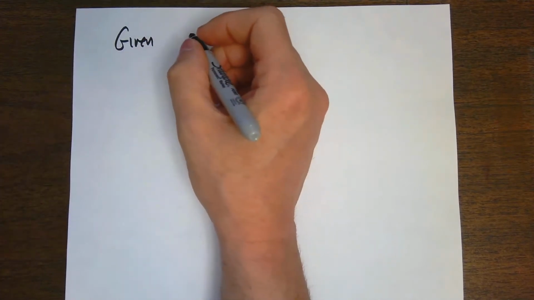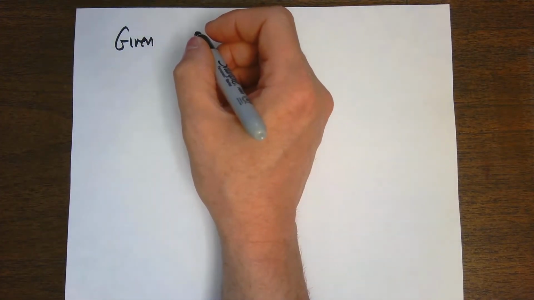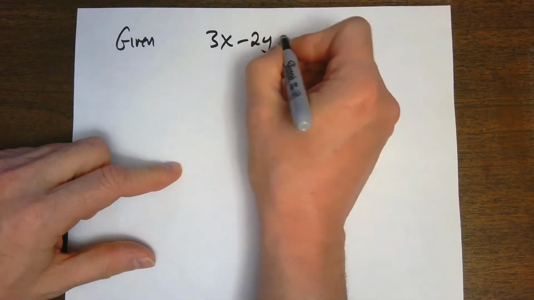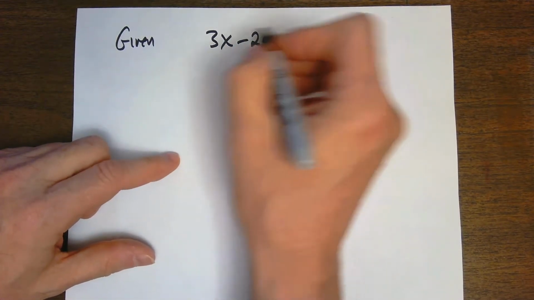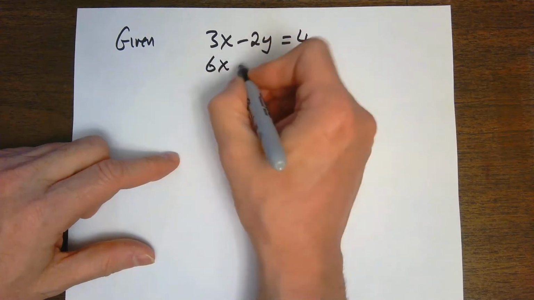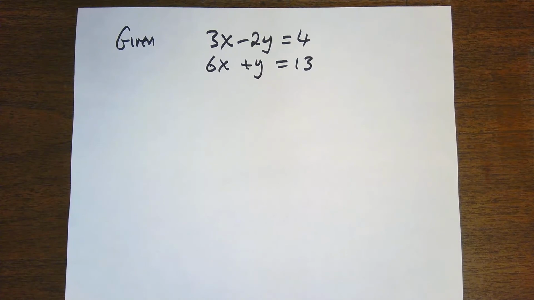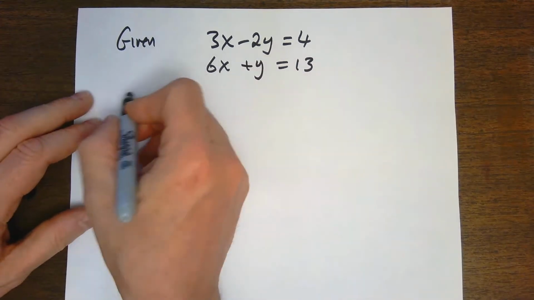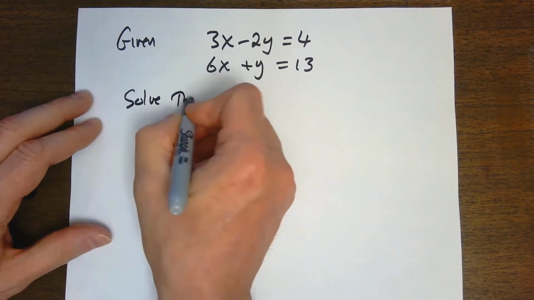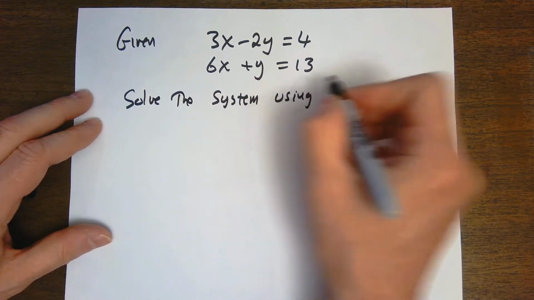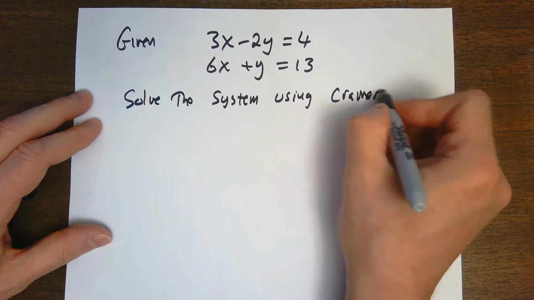So, given the following system of equations. Suppose I've got the system 3x minus 2y equals 4, and 6x plus y equals 13. All right, so we're going to solve this system using Cramer's rule.